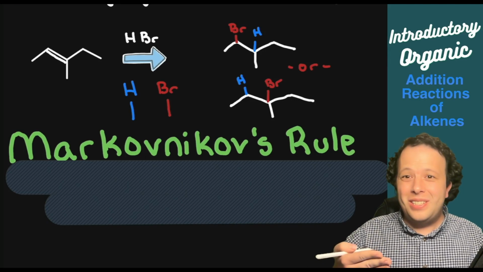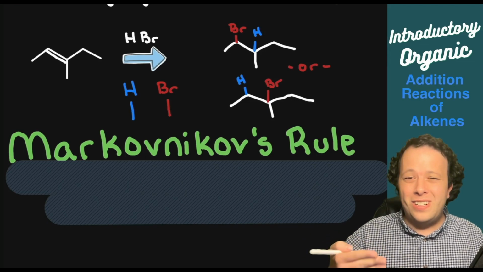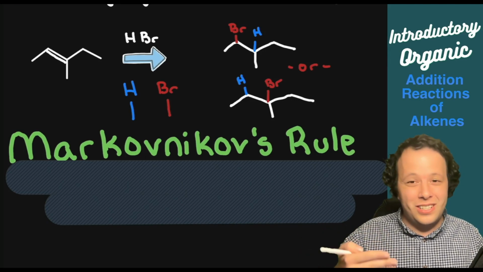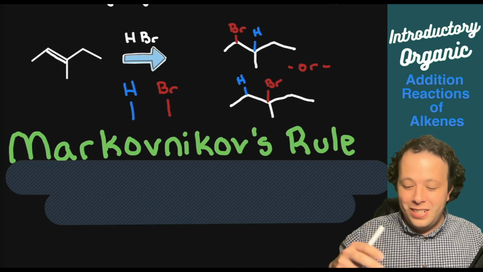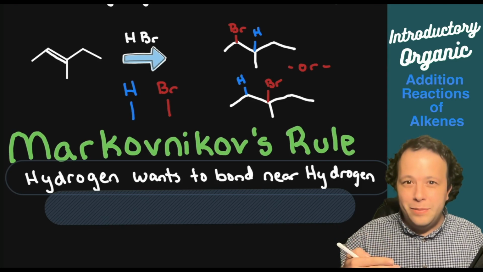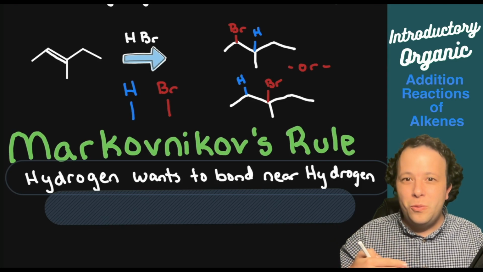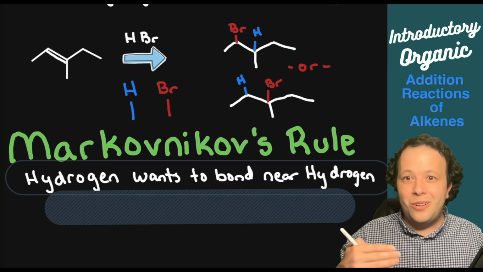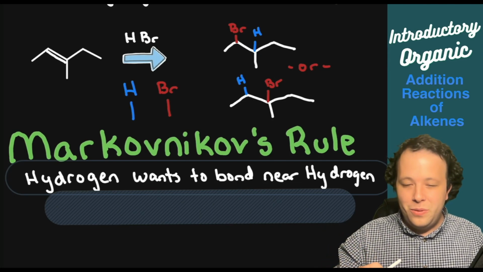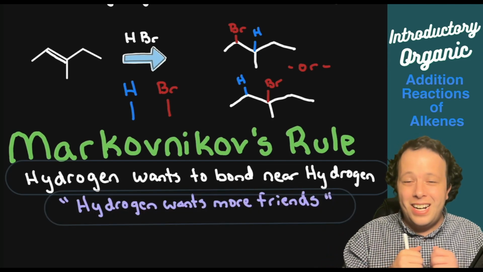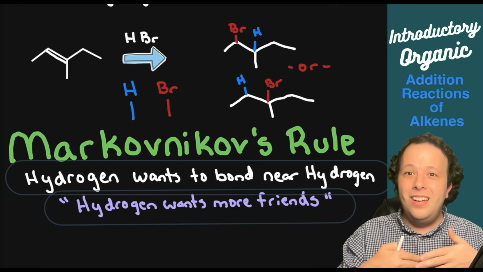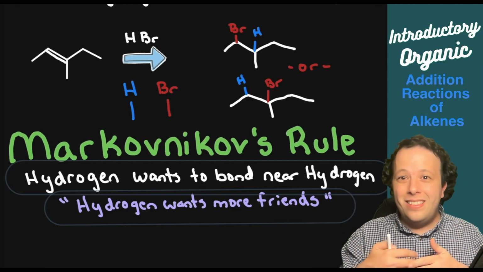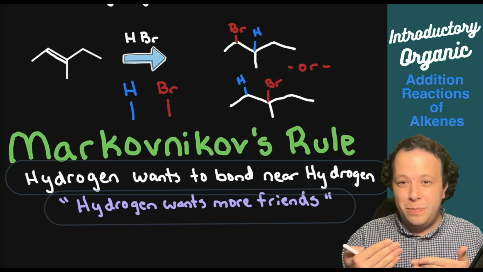It's one of our few rules that we come across in introductory organic, which is a scary long Russian name. So with Markovnikov's rule, the whole idea behind it is that hydrogen wants to bond near hydrogen. The way I like to view it is that hydrogen wants to make more friends that are just like hydrogen. Hydrogen is a social butterfly that likes to bond to another species.